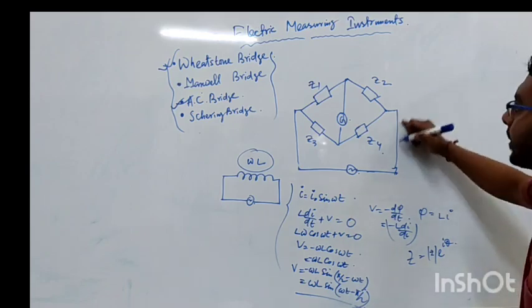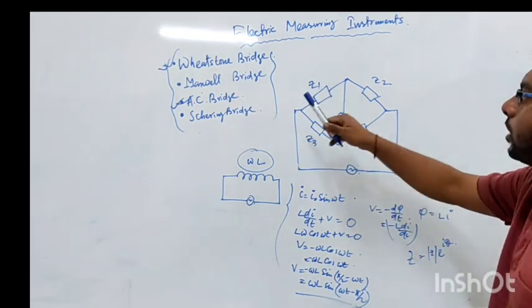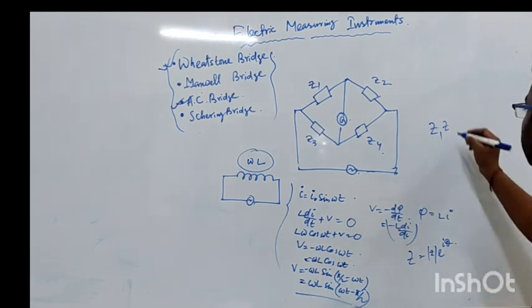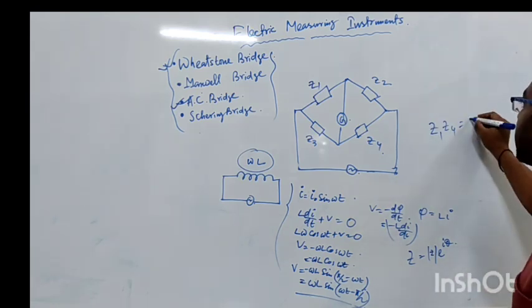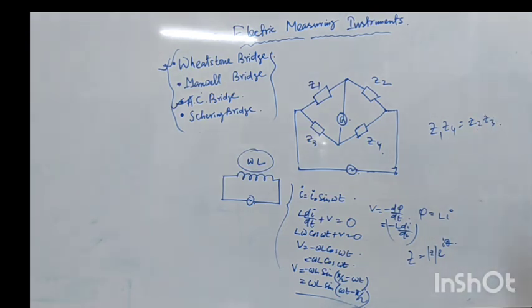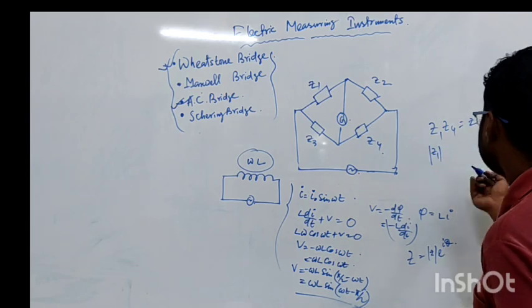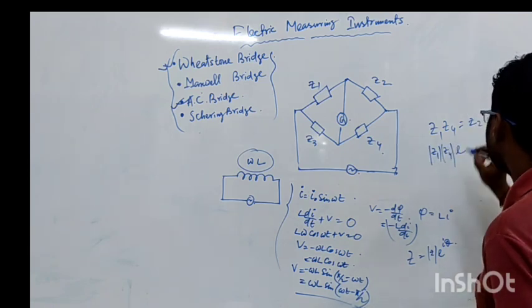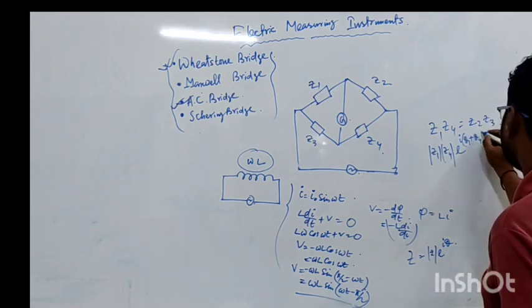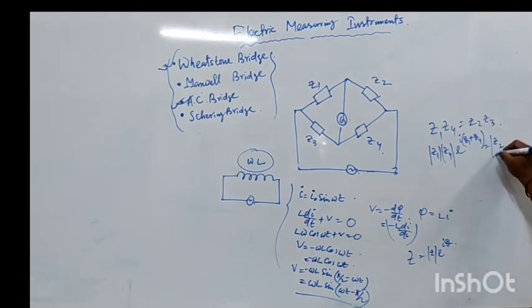So for that case, directly from the Wheatstone bridge circuit, we can get Z1 into Z4 equal to Z2 into Z3. So here we see that mod Z1 mod Z4 e to the power i (theta 1 plus theta 4) equal to mod Z2 mod Z3 e to the power i (theta 2 plus theta 3).